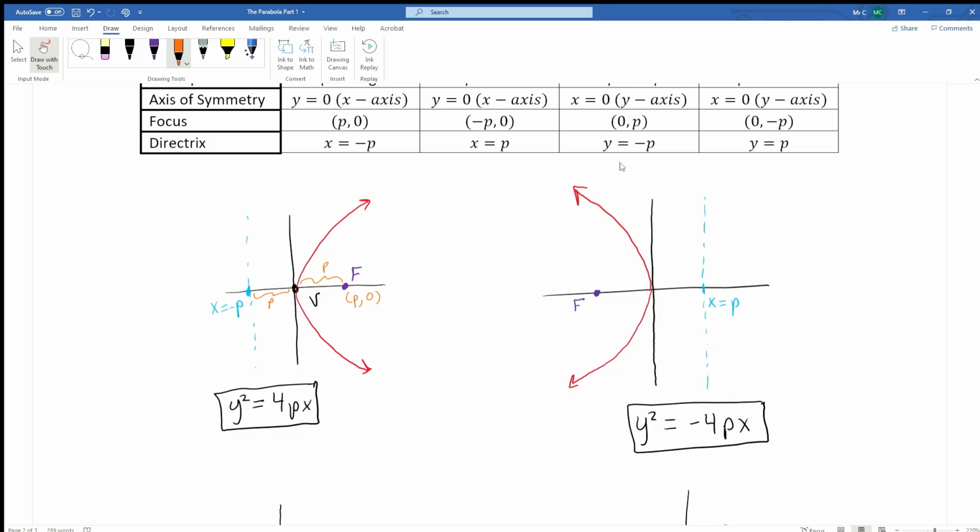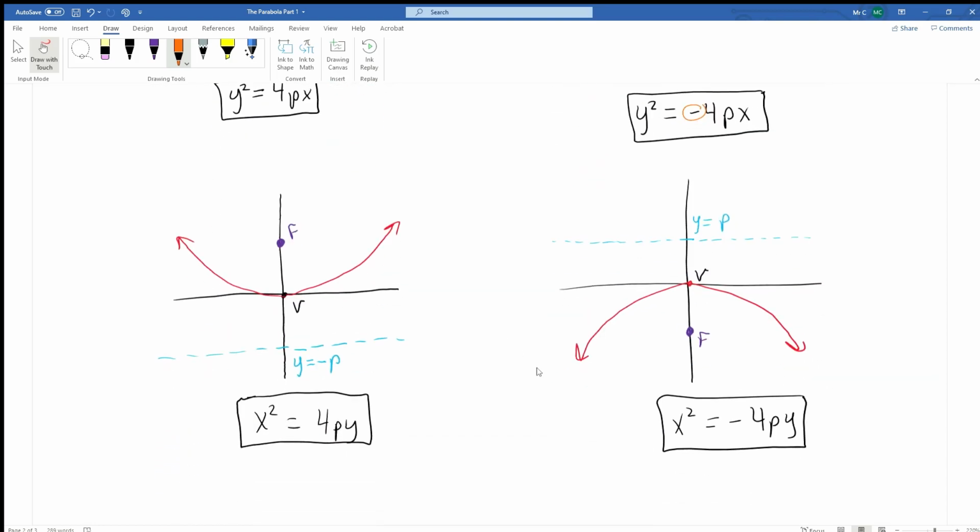Now, if we take a look at this graph to the right here, it's similar, but it's flipped around. Our vertex is still at 0, 0. And our distance, as always, between the focus and the vertex is p, but that puts this focus at (negative p, 0). And it puts this directrix at x equals p. So in this case, we get the same basic equation, y squared equals 4px, except we get this negative in front. So if our graph is facing left, it should be negative instead of positive.